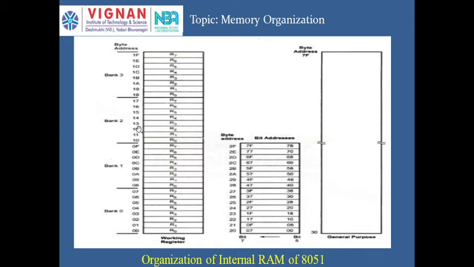But only one register bank is in use at a time. So we have 4 register banks, but we cannot use any 2 at a time. We can use only one register bank at a time. There are some bits available in the program status word of the 8051, those are RS0 and RS1. These are used to determine which register bank is currently used.